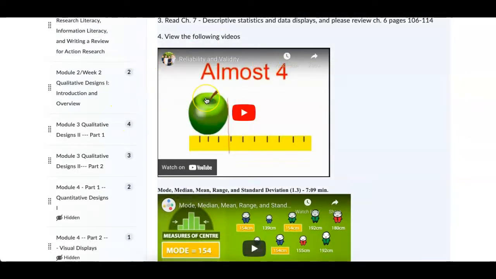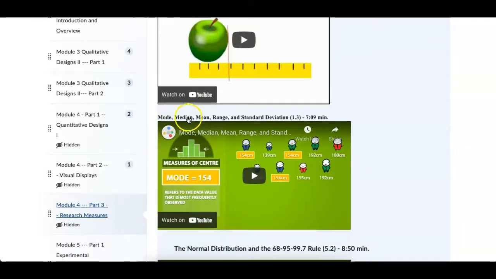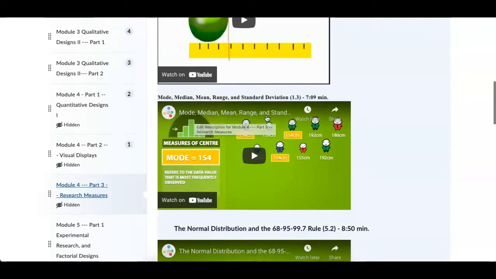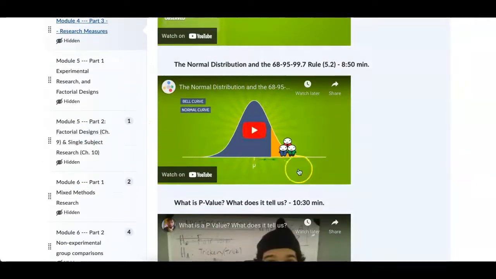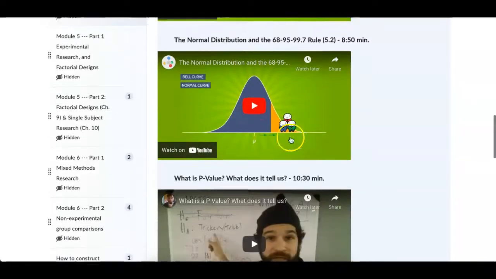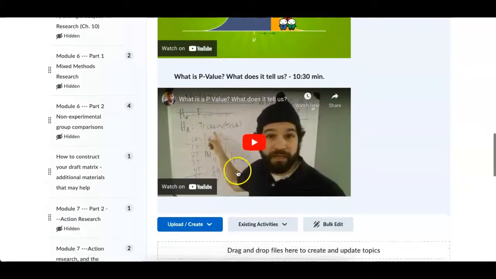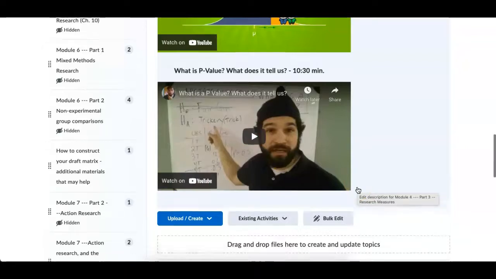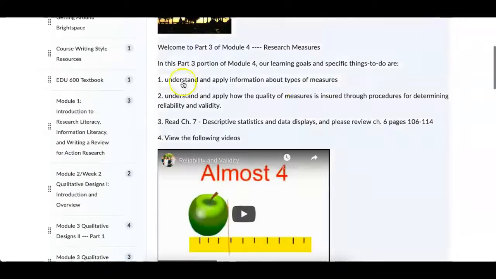Reliability and validity, that's a big concept when you're looking at any kind of research. Mode, median, range, standard deviation. We have the normal curve, which is talked about all the time. And then the p-value. This is the beginning of me harping on the p-value. What is the p-value telling you in the research? Because if the p-value is so low and so minuscule, then that tells us something. But if it's large, then there's probably no significance in the data.